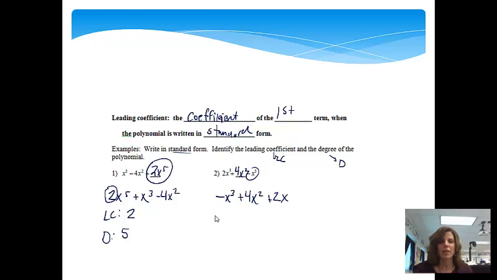All right, the next thing we're going to do is identify the leading coefficient. The leading coefficient is the number that's leading the problem, and I notice there's not a number that's leading the problem, but I can put a 1 there. So my leading coefficient is actually going to be -1. Notice it's just a number, it's not the actual term. And then the degree was the highest power, which is a 3.